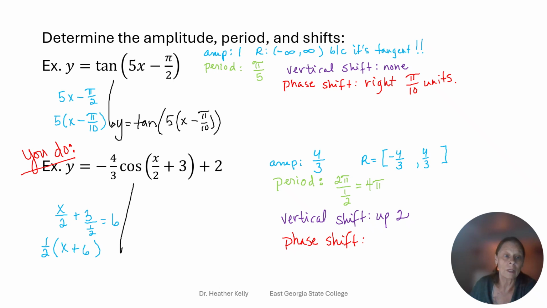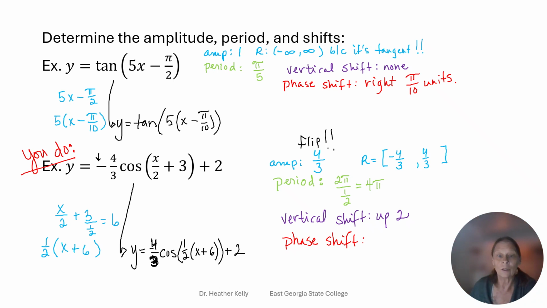So this equation here, I'm just going to make a note that we'll need to flip this guy too because of this negative. We'll write this as y is equal to negative 4/3 cosine of 1/2 x plus 6, plus 2. So our phase shift here is to the left 6 units.